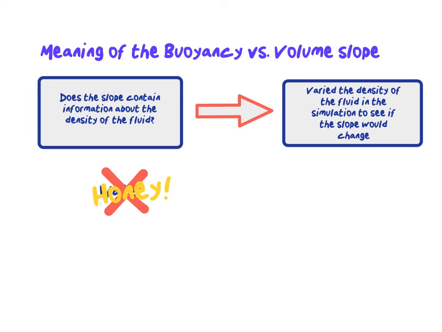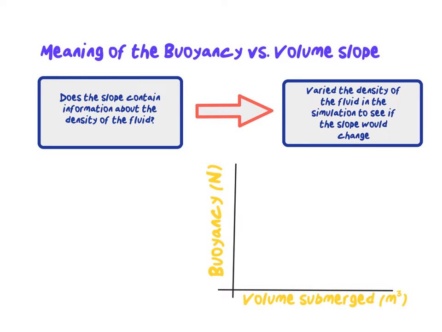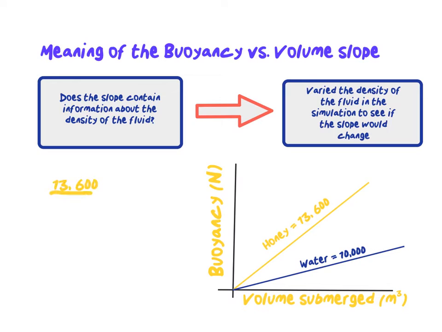And when I did so and collected some more data that represented the buoyancy versus the volume of the object submerged, I noticed that my slope changed to 13,600. Now, I'm going to divide 10 out of that because of the acceleration or the gravitational field, and I'm left with 1360, which just so happens to be, you guessed it, the density of honey.